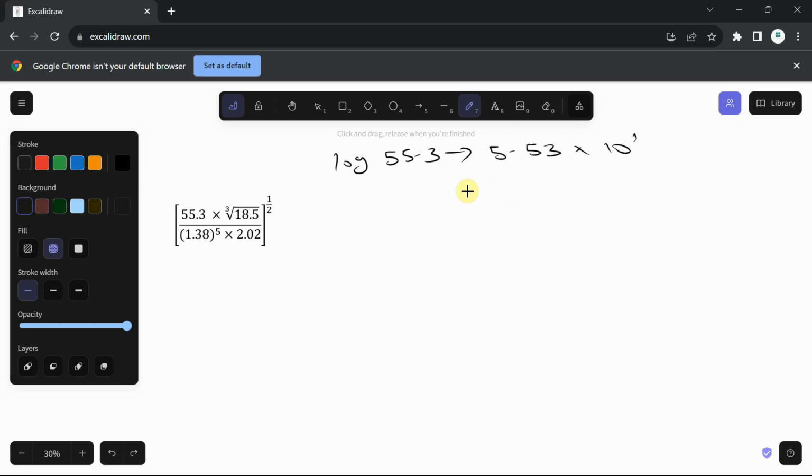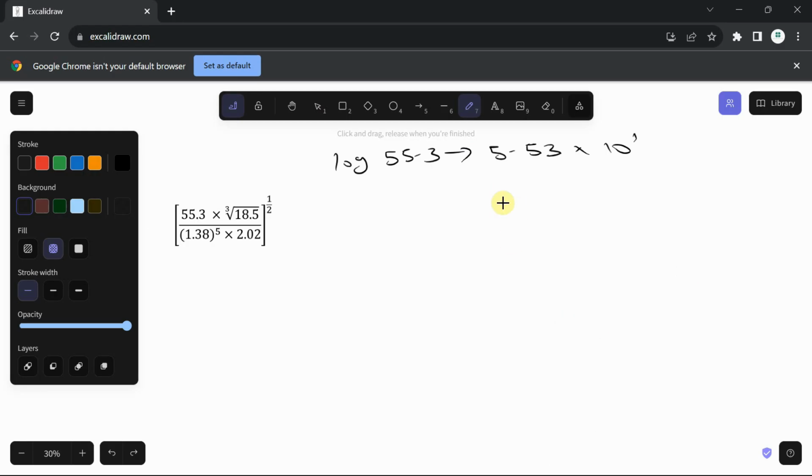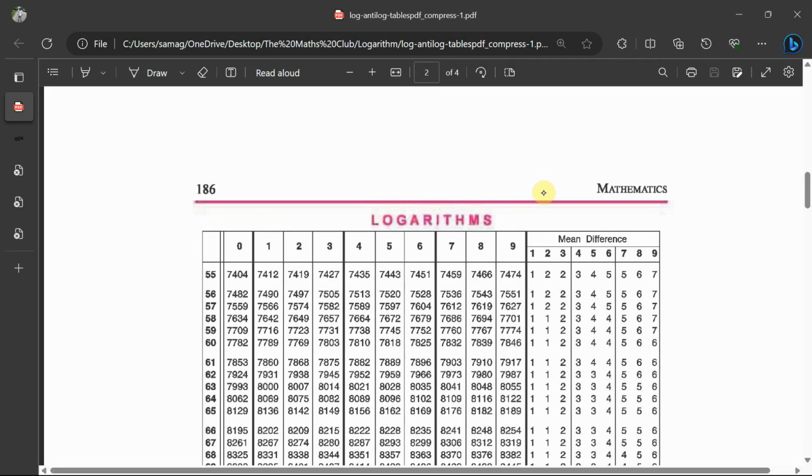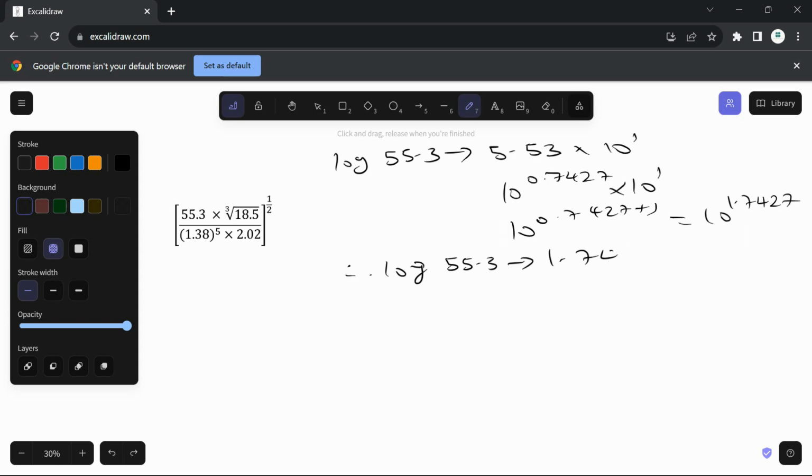Right, so I'll go to the logarithm table and find 55 under 3. So 5 under 3 is 0.7427. So this is 10 raised to the power of 0.7427 times 10 raised to the power of 1. If I add these two, this will be 10 raised to the power of 0.7427 plus 1, which is 10 raised to the power of 1.7427. So therefore, the log of 55.3 is 1.7427.